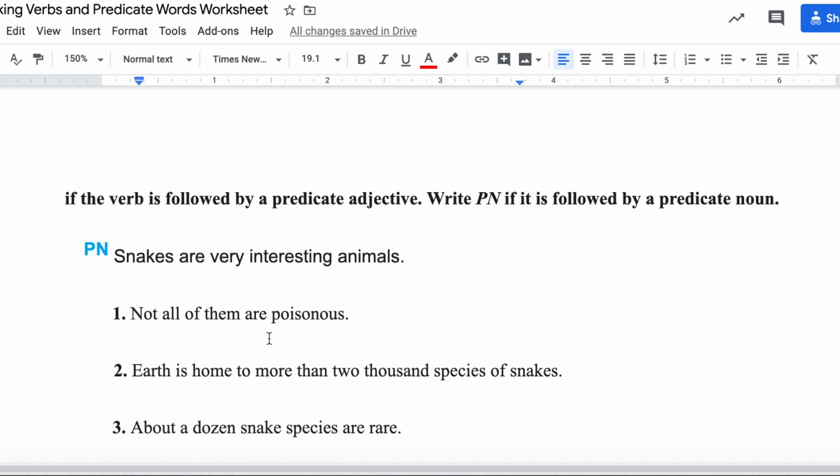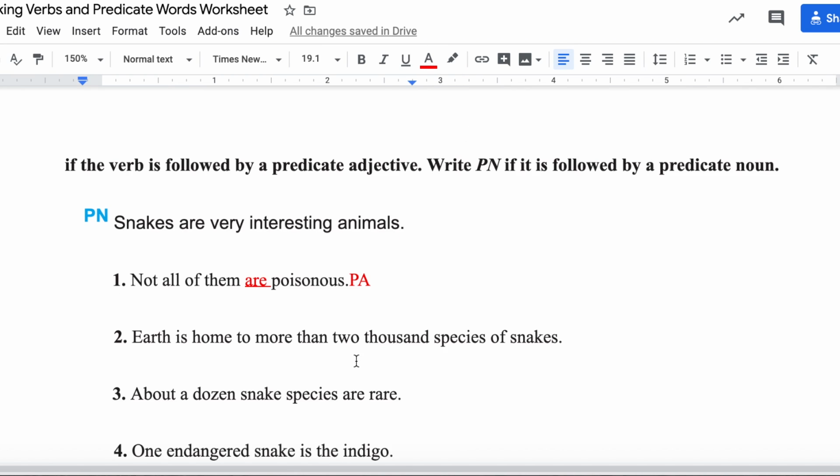Not all of them are poisonous. Go ahead and identify what the verb is. The verb right here is are, right? Just like how it is in our example. Are. Okay, poisonous. Now think about this. Is poisonous a person, place, thing, or idea? No, not really. If it was just not all of them are poison, that would be a noun. Poisonous is describing something. So that's why we're going to type in PA for predicate adjective. Adjective is a describing word, okay? So let's move on to number 2.